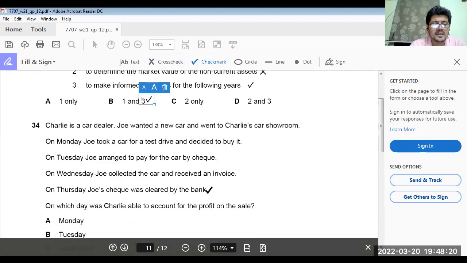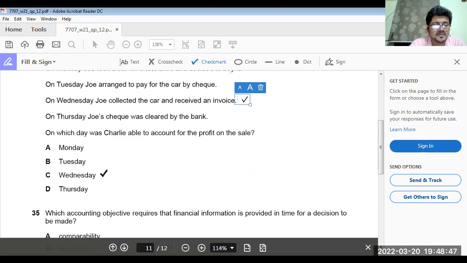Now 34. Charlie is a car dealer. Joe wanted a new car and went to Charlie's car showroom. Okay. Monday, Joe took a car for a test drive, decided to buy. Tuesday, Joe arranged payment to pay for the car. On Wednesday, Joe collected the car and received an invoice. Yes, this is the day. This is a very important day because the car has been delivered. What they are asking: on which day is Charlie able to account for the profit on sale?